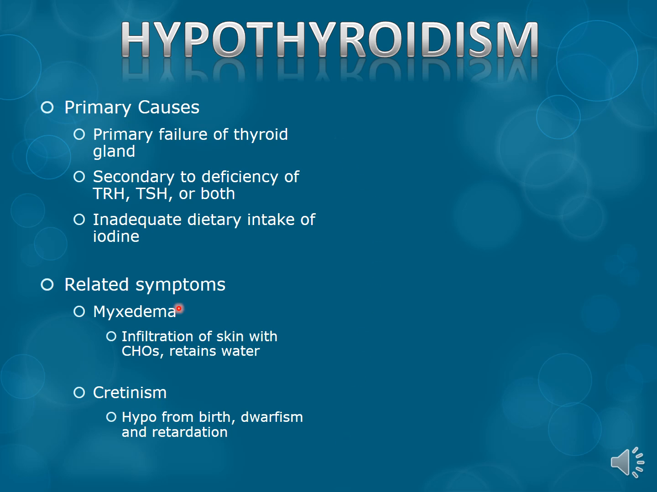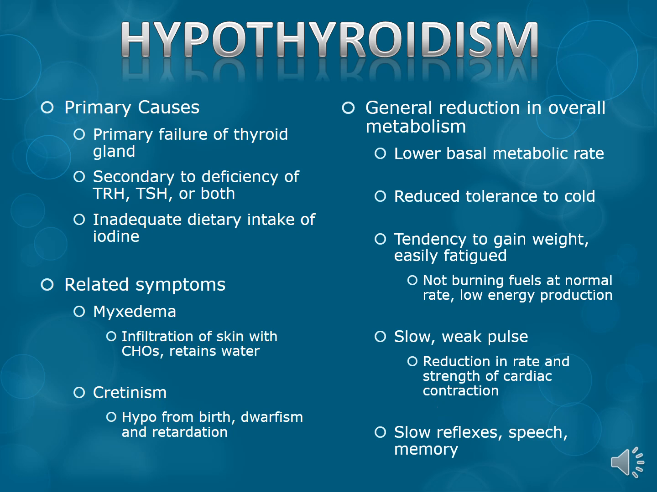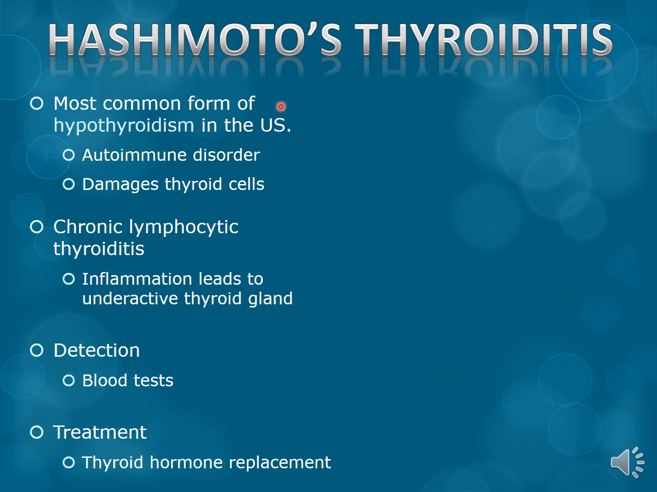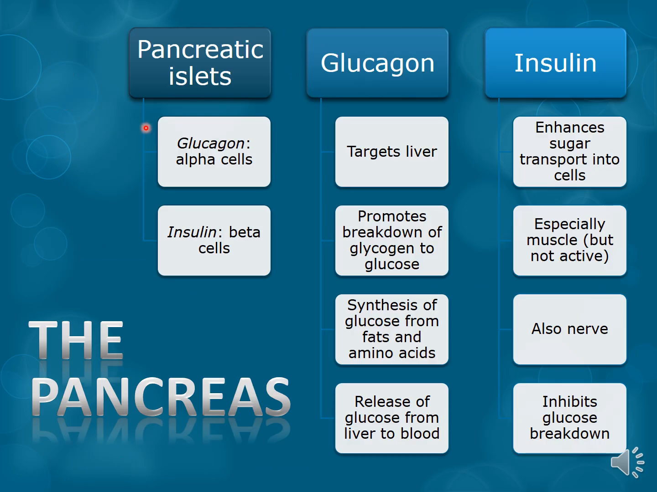Hypothyroidism is caused by lots of different things. The symptoms are these. Hashimoto's is the most common in the US. It's an autoimmune disorder. Graves is the most prevalent hyperthyroidism.